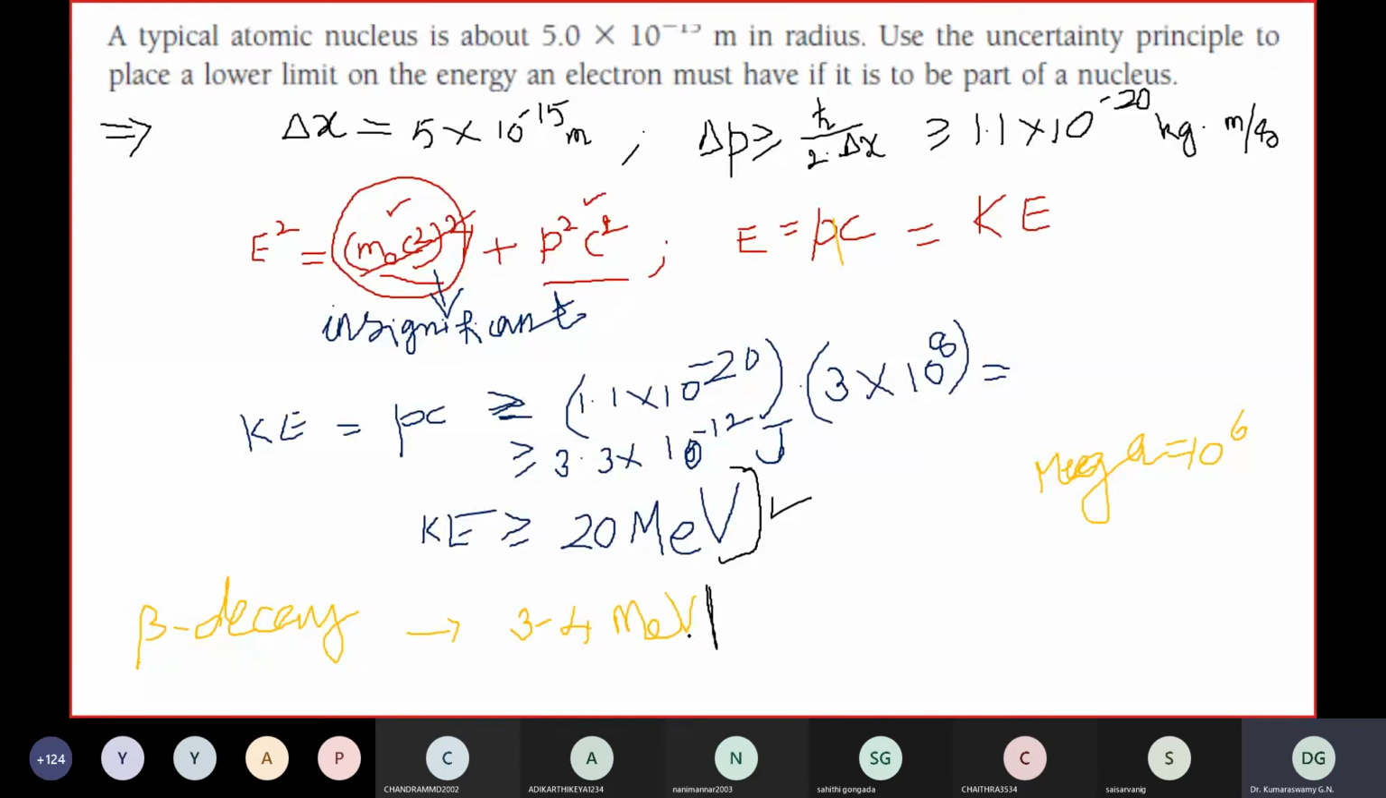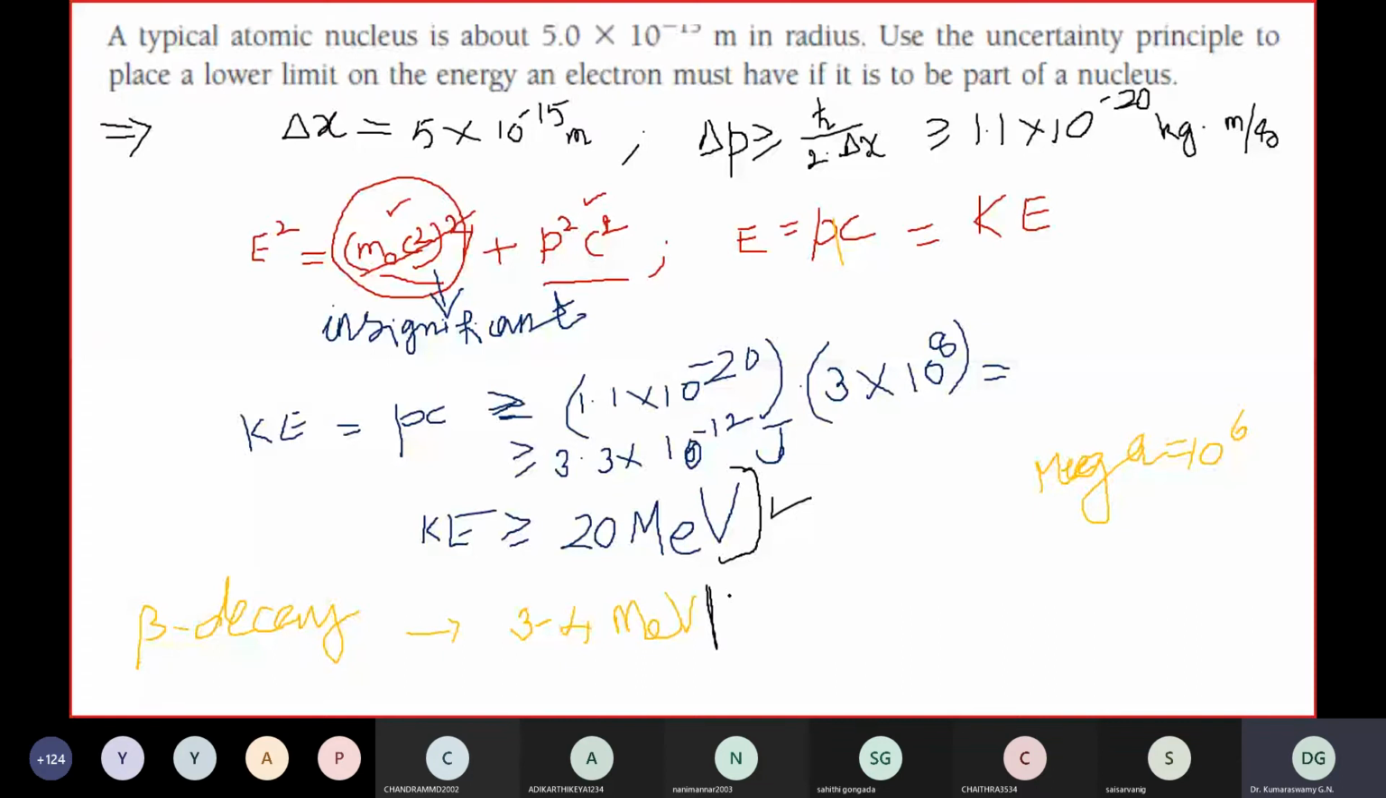You understand this discrepancy? Yes, sir. Actually, if it comes out, it should have 3 to 4 MeV, but we are getting 20 MeV, so it does not exist. No. When it comes out, we are getting only 3 to 4 MeV. Okay, sir. This electron is generated when a neutron is converted to a proton and it is emitted out. It is only 3 to 4 MeV.